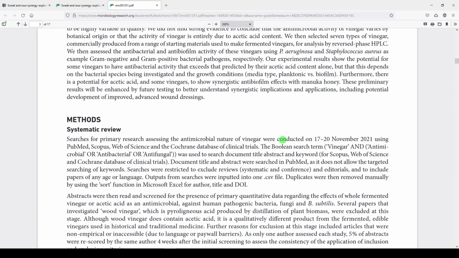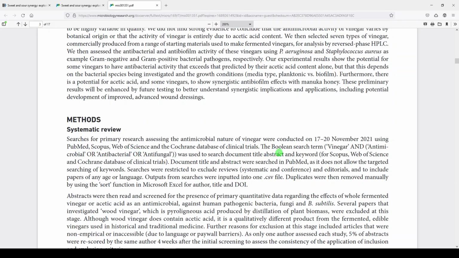We're going to go down past the introduction. And they've given us the dates that they searched on. That's great. Thumbs up. They've given us PubMed, Scopus, Web of Science, and the Cochrane Database of Clinical Trials. That's central. Web of Science is a platform. It depends on your institutional subscriptions what databases are contained within that platform. Just something I want to note.